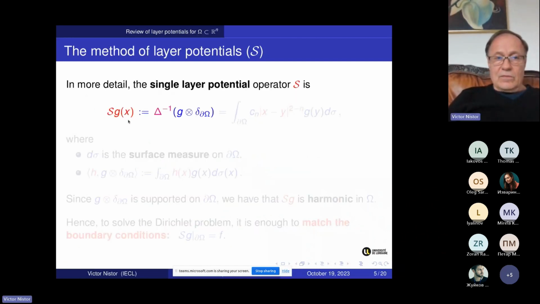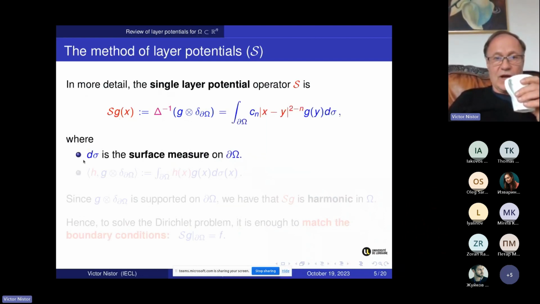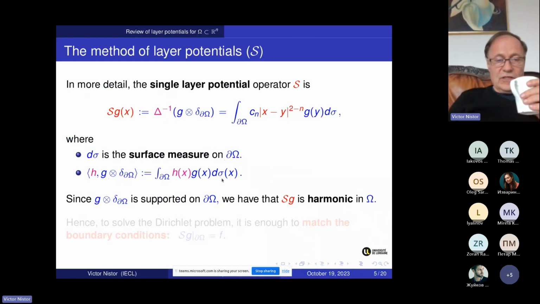Okay, so here I repeat the definition of the single layer potential. Single layer potential of g is the inverse Laplacian applied to g times the delta on the boundary, given by the explicit formula. Sigma is the surface measure on the boundary. And this distribution applied to a function h is simply the integral of h times the density g on the boundary. Okay, so this is a distribution that is supported on the boundary. In particular, it's 0 in the interior.